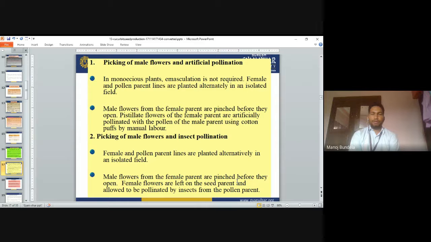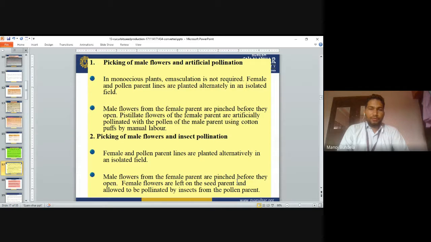By manual labor, we pick the male flowers. Once pollination is done, we collect the pollen and pollinate the female flowers. So it is mainly done manually, meaning laborers will do it.